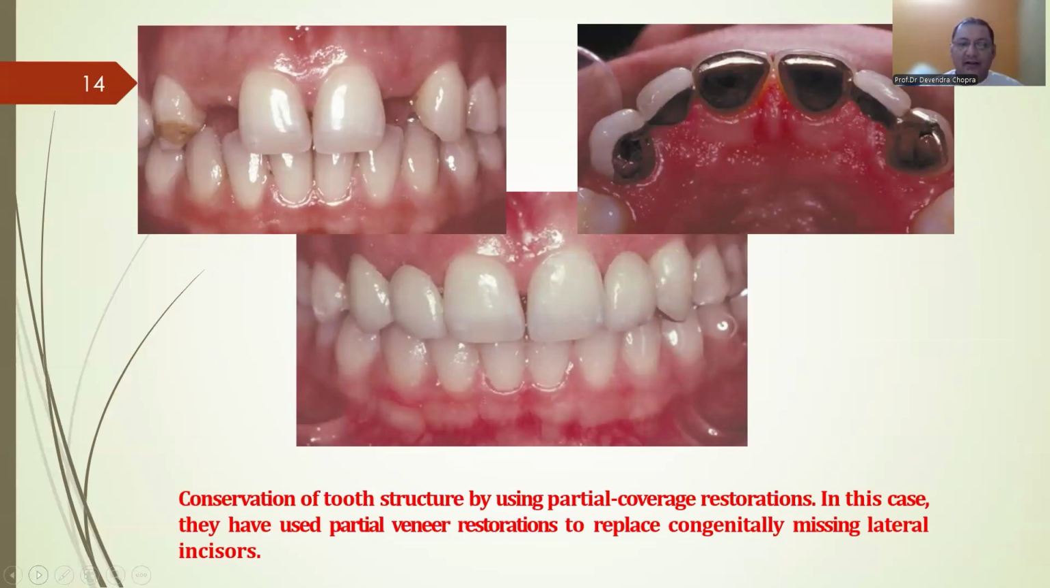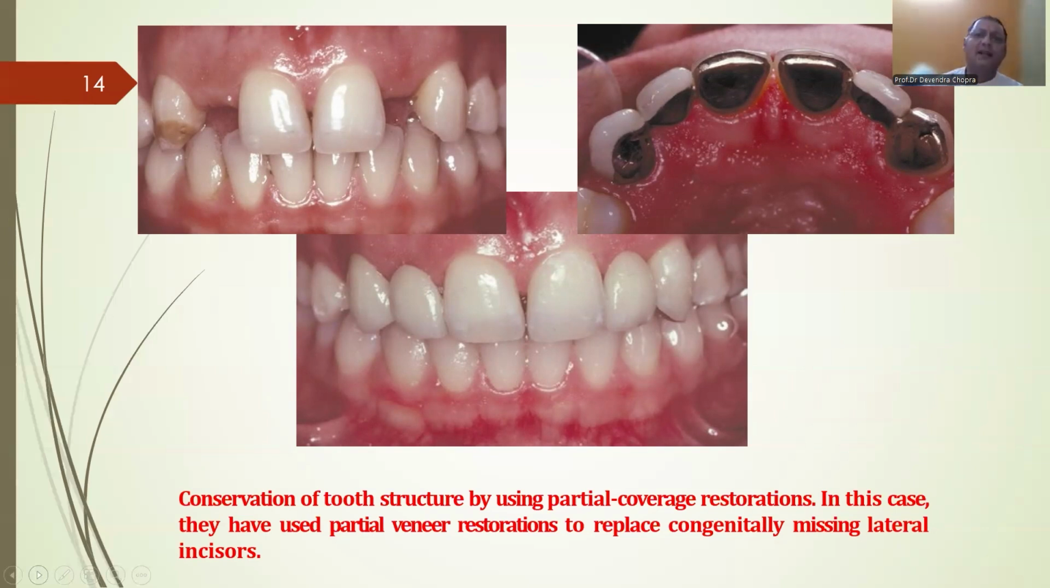You can check out in the diagrams a beautiful example of replacing a congenitally missing lateral incisor. You can appreciate in the diagrams what the dentist has done. He has just given a ceramic facing. You can check out in the second diagram in the upper area that he has only provided the metal part till the cingulum area. So this is how you can also conserve the tooth structure when the anterior region is exposed.